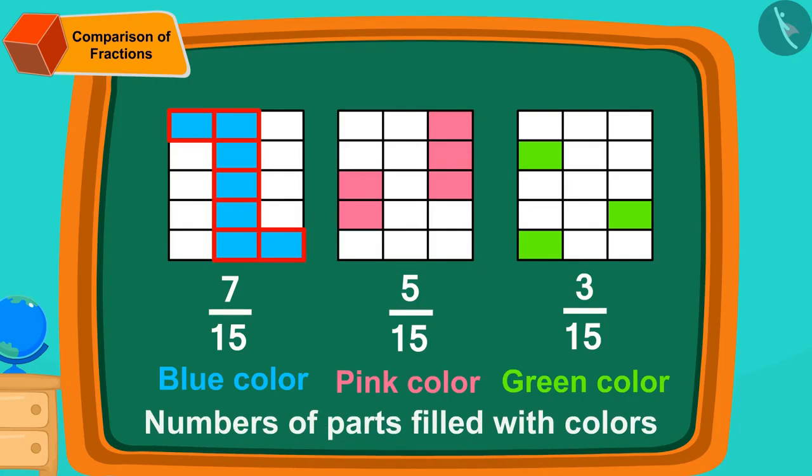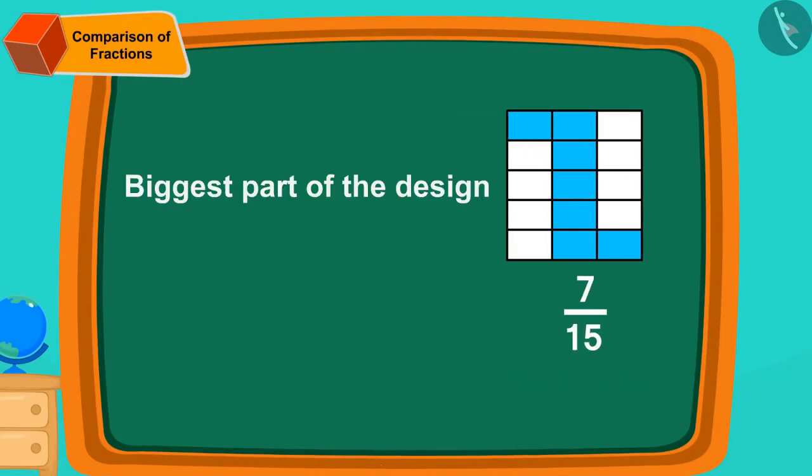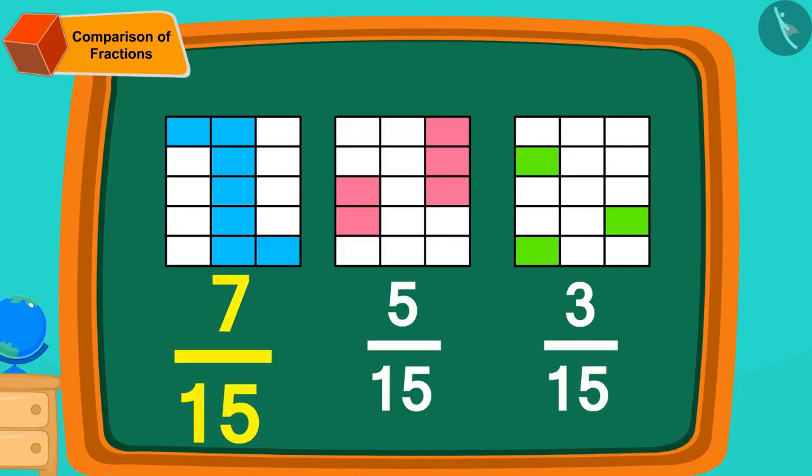Number of blue colored parts. Here, 7 is the highest. Hence, the biggest part of the design, 7/15th, is filled with blue color. So, the fraction 7/15th is bigger than both of these fractions, 5/15th and 3/15th.